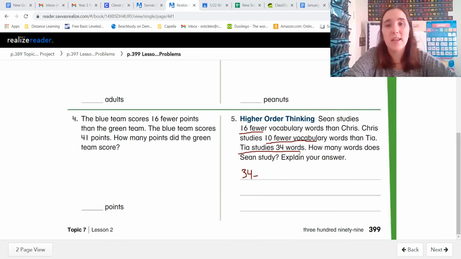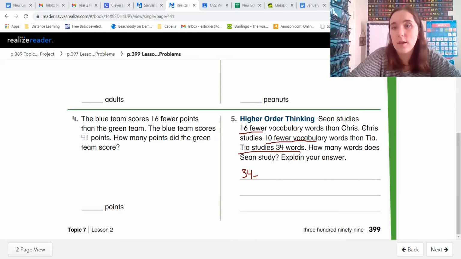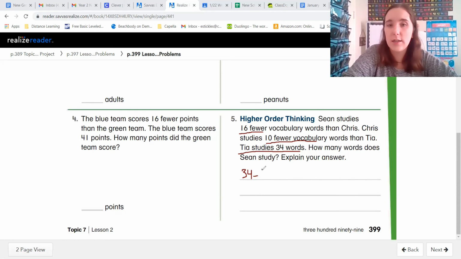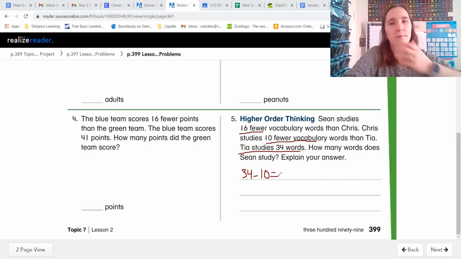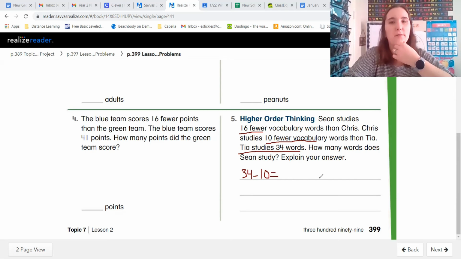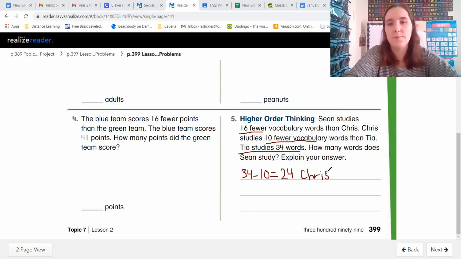And it says Chris studies 10 fewer vocab words than Tia. So 34 words that Tia studied minus 10. Can you solve that? What is 34 minus 10? 24. So I'm going to say that Chris studied 24. I'm just going to put Chris's name right here. We're going to explain our work in just a minute, but first I'm just going to use the space to write out my answers here.